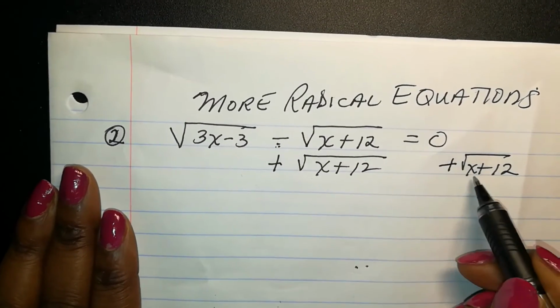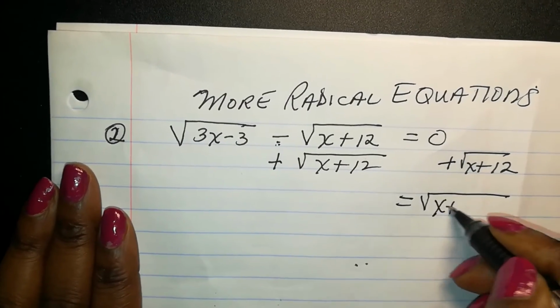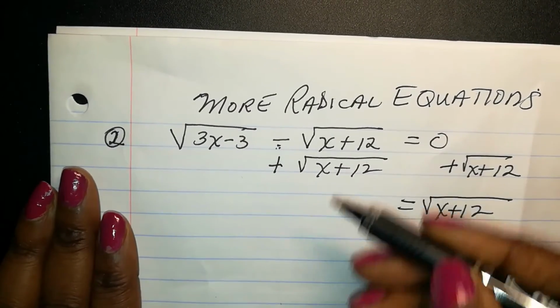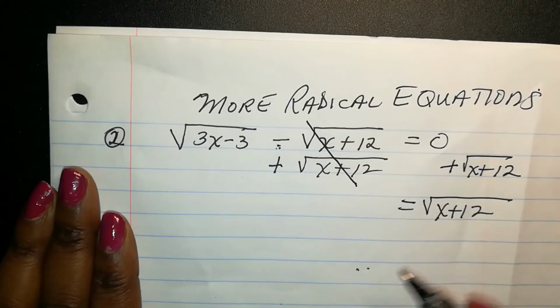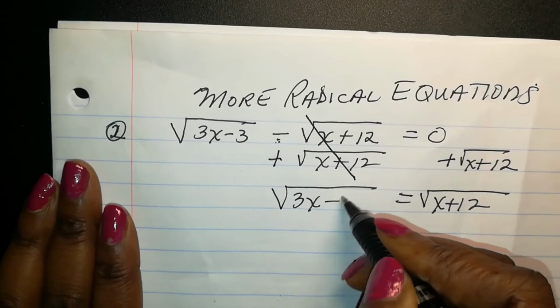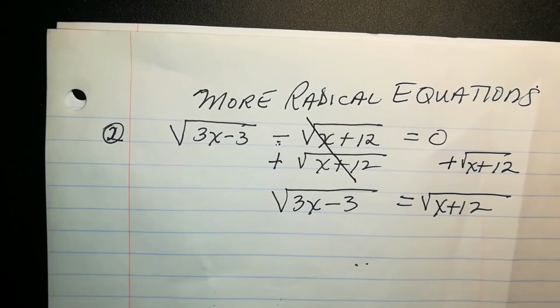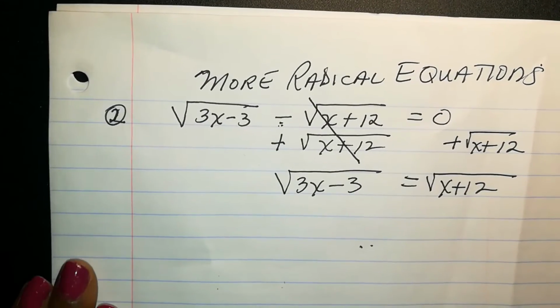If I add this to a 0, I end up with the same thing that I started with, x plus 12. That's the same thing. 0 doesn't change it. But look what happens here. If you have a minus and a plus, this whole thing will cancel out. I am left now with the radical that I wanted to isolate. You see that? That makes it so much easier. Now we can work very easily.